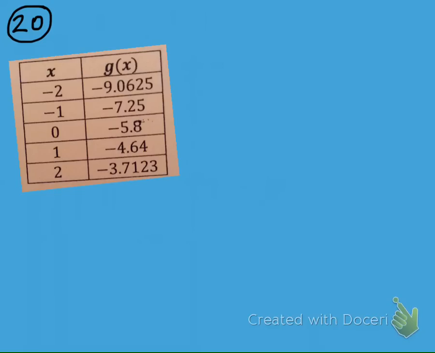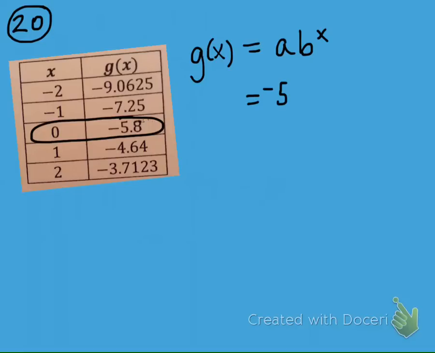All right, now let's look at number 20, which says determine a formula for the exponential function whose values are given in this table. So the first thing you want to notice is that the directions just said exponential, so our g of x that we are tasked to find here will be in the form ab to the x. Well, we want to notice, very first thing is that the g of x output value at 0 is negative 5.8. So remember, that is your a. So we put negative 5.8 in place of a, and then we're going to figure out what our b is.